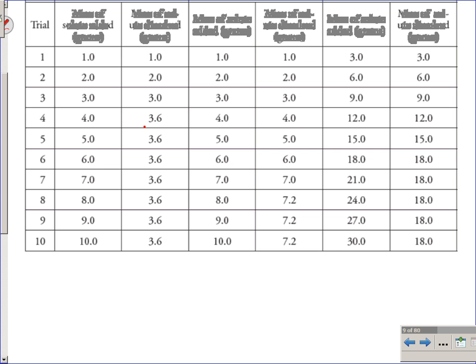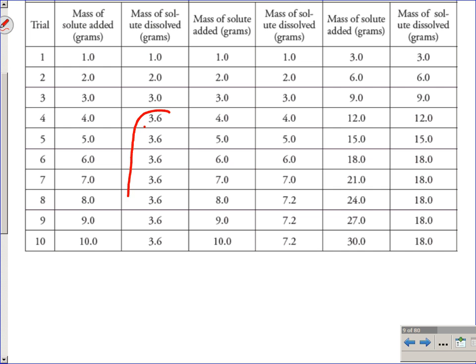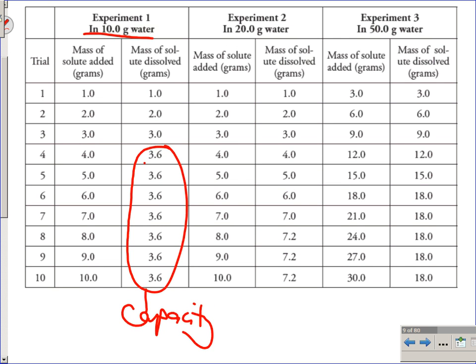Between trial 3 and trial 4, you can definitely see the capacity. The capacity of our 10 gram solution was 3.6 grams of solute, right? So we met that once we started adding 4 grams. At the 3 gram aspect, have we met capacity? No. I can add up to 3.6 grams total. So when I only added 3 grams, it dissolved. But could I have dissolved more in that solution?